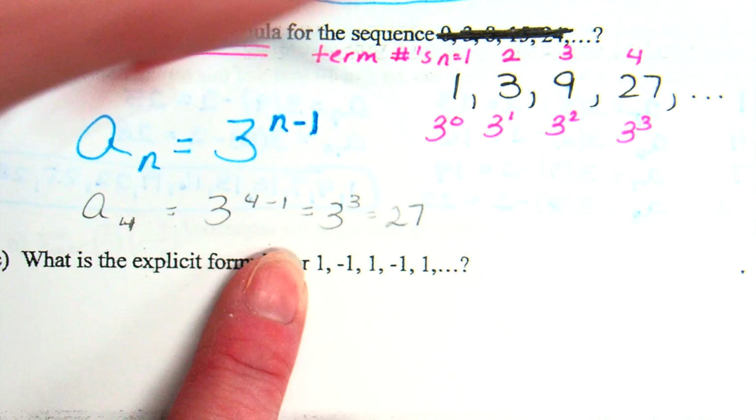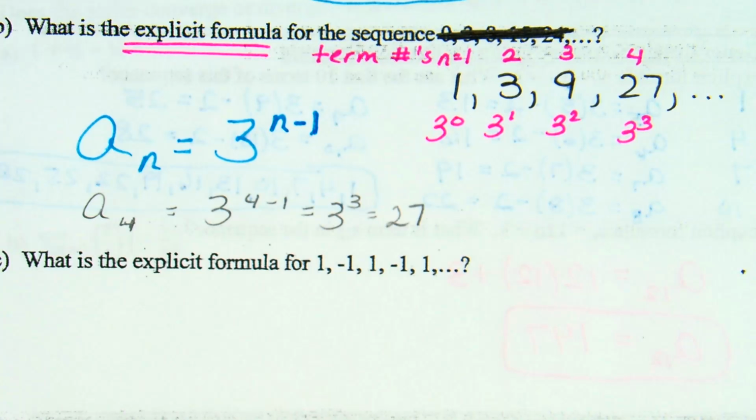So that's a trickier one, isn't it? But those are some of my hints to look for connections there. The answer, of course, that I was looking for was A of n equals 3 to the power n minus 1.